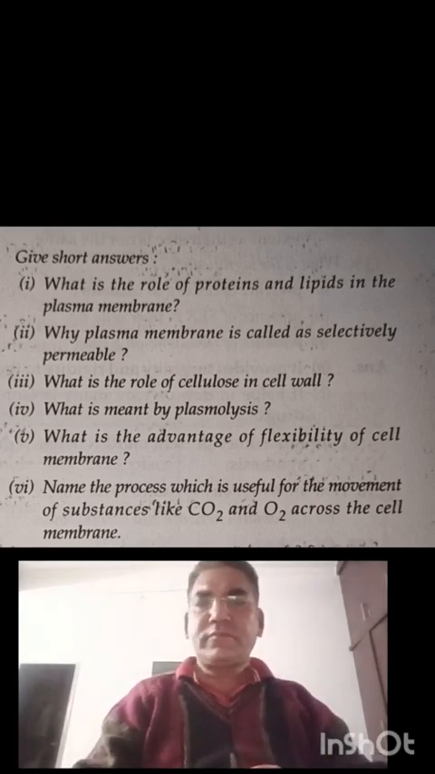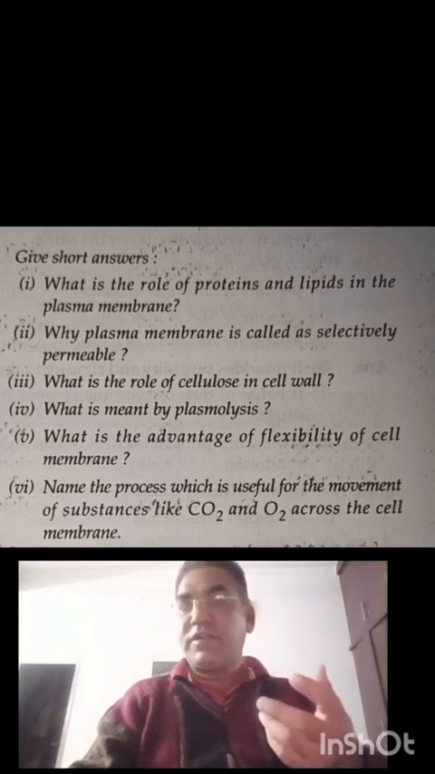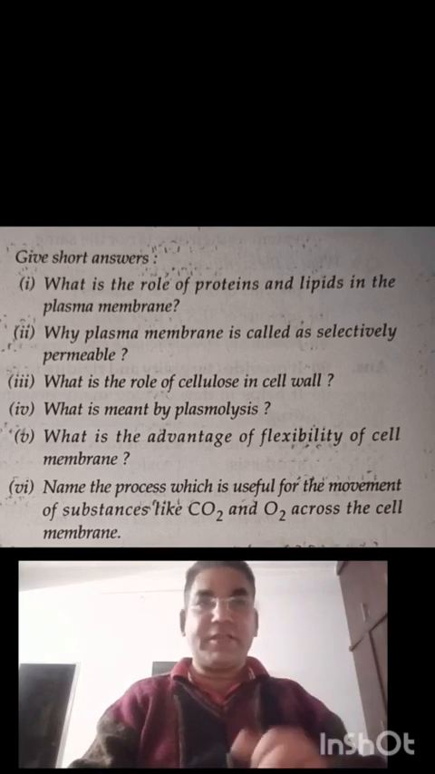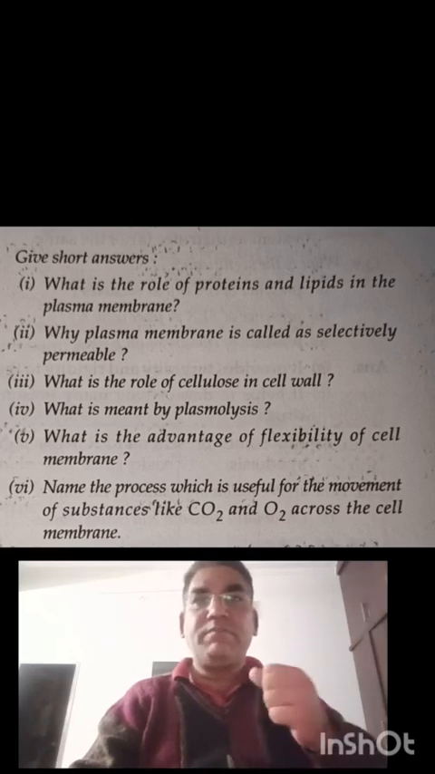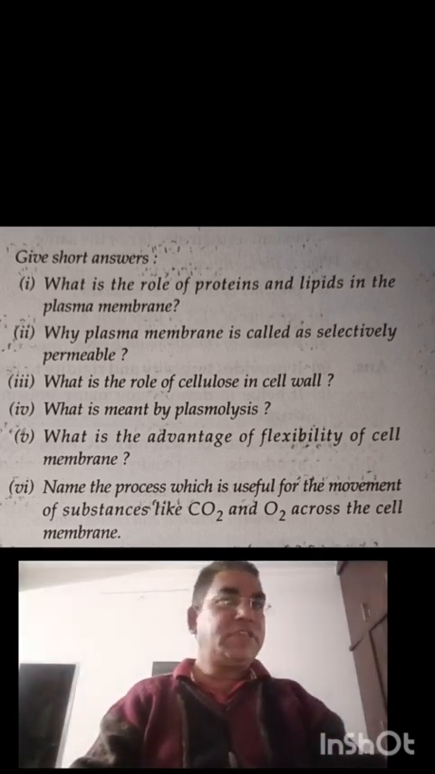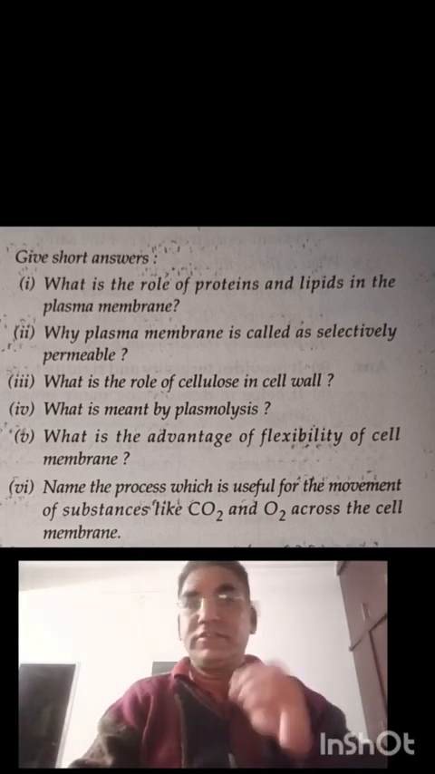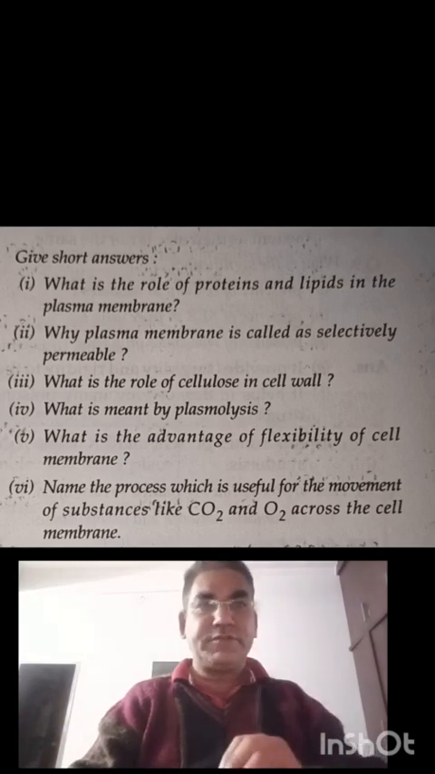Second question, why is the plasma membrane called selectively permeable membrane? Because it allows certain material in and out, entry and exit, as a gatekeeper. So it is also known as selectively permeable membrane. Next one, what is the role of cellulose in the cell wall? Cell wall is mainly made up of cellulose.